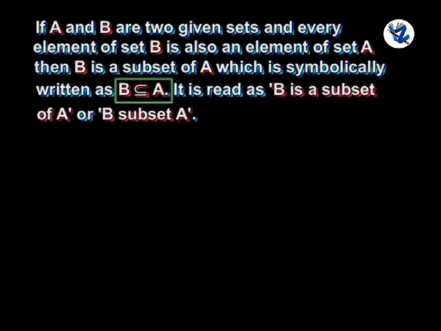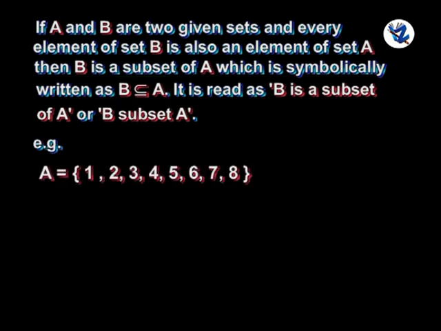Now this can be represented by Venn diagram. So let's see what's meant by Venn diagram. British logician John Venn was the first to use closed figures to represent sets. Such representations are called Venn diagrams. So this can be represented by Venn diagram like this.